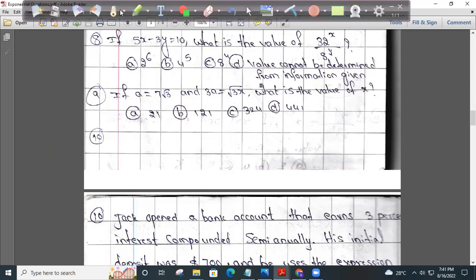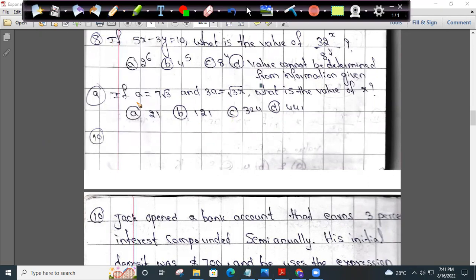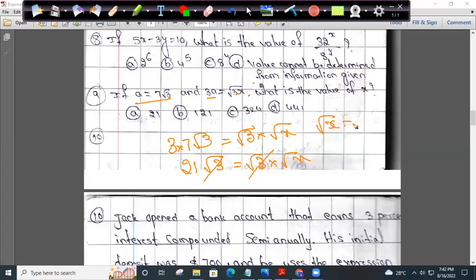So simple, everyone should solve. They gave a as 7 into root 3. 3a is 3 into 7 root 3. Root 3x can be written as root 3 into root x. So 21 root 3 is equal to root 3 into root x. Root x is 21, so x is 21 square, which is 441. So D for Delhi should be my answer.